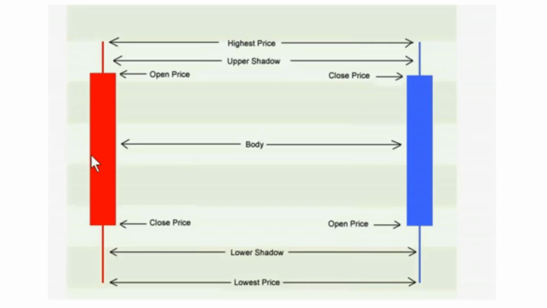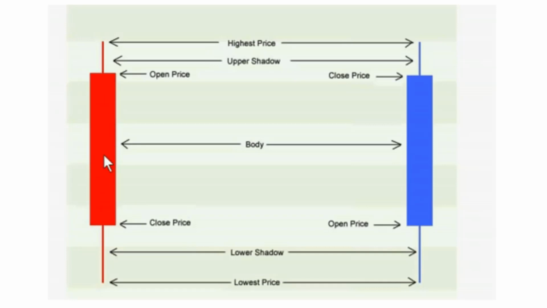A candlestick has a body, and usually an upper shadow or wick, and a lower shadow or wick. The body of a candle is the thick column bounded by the opening price and the closing price. For example, on this red bearish candle, the price opened here, which is the top of the body, and closed here, which becomes the bottom of the body.